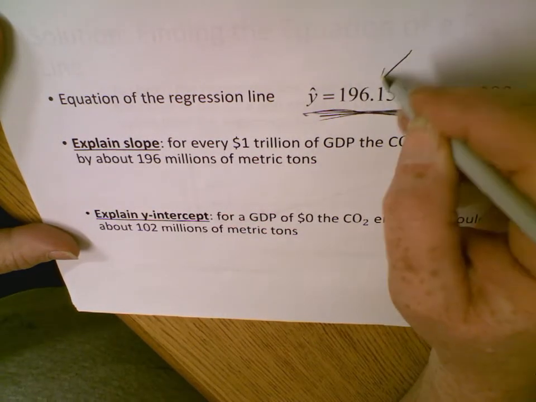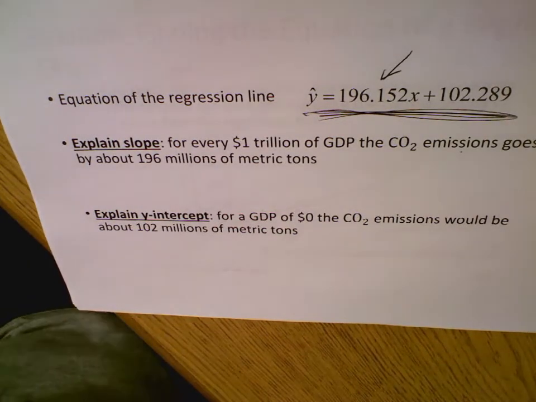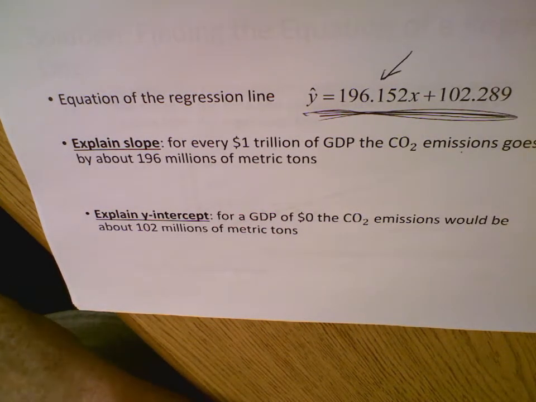So when we look at this slope right here, it's sort of hard with this one because a lot of the GDP and the CO2 emissions might not make a whole lot of sense to you. It probably would make more sense on a different graph if we were comparing something like your height as the x variable and your weight as the y variable. That might make a little more sense.